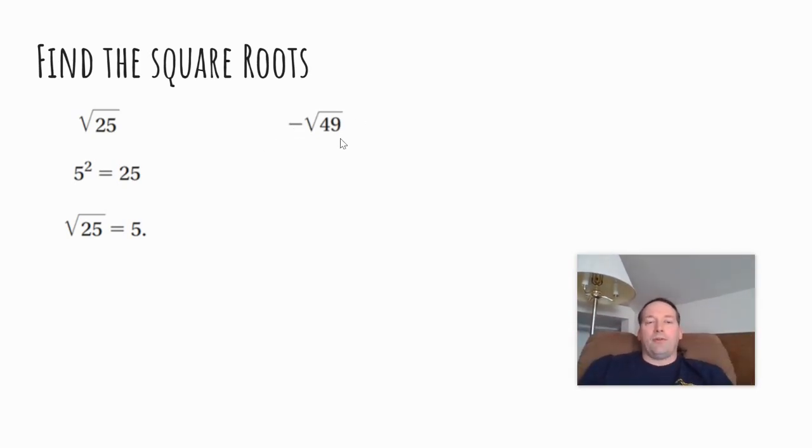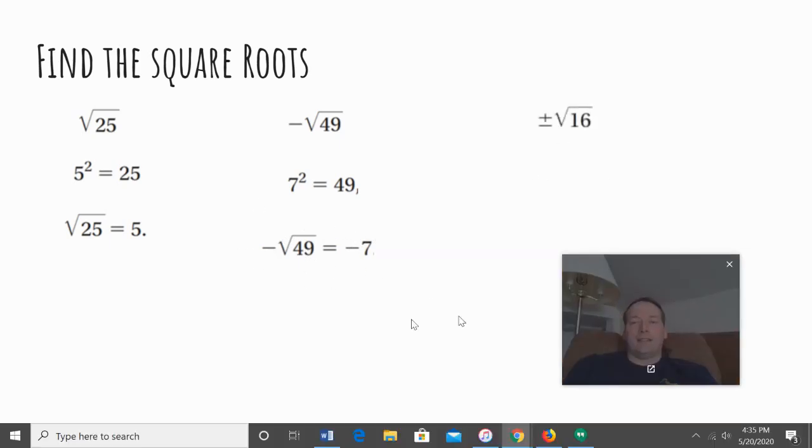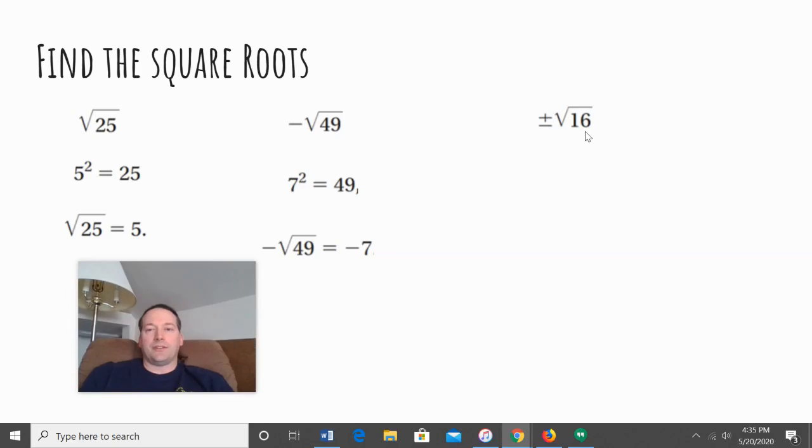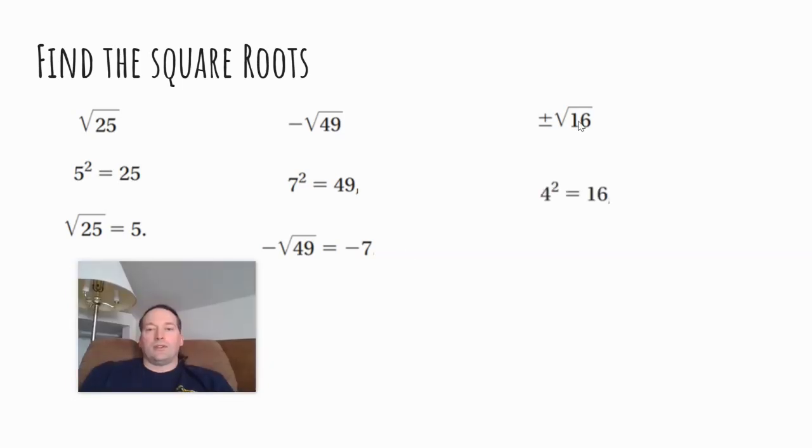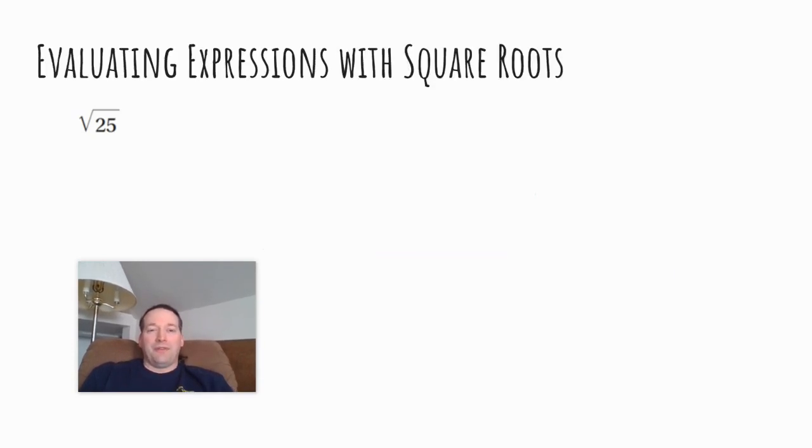So negative radical 49, or negative square root of 49, is, okay, so 7 squared is going to give me 49. So negative radical 49 is going to be negative 7. So the 7 comes from this part. The negative comes from there. Last but not least, plus or minus radical 16. Well, what squared gives you 16? Well, it's 4. So the answer would be negative 4 and positive 4. So this is where it gets a little crazy, where you're going to have 2 separate answers for the same equation. It does happen. It's going to be fun.